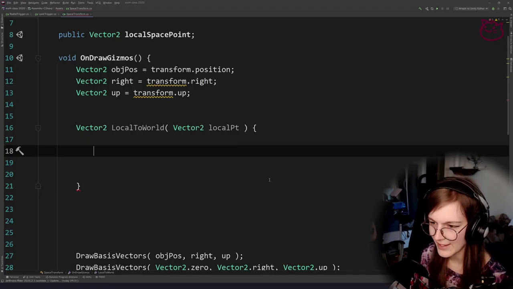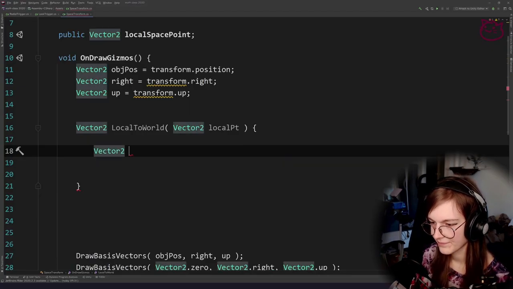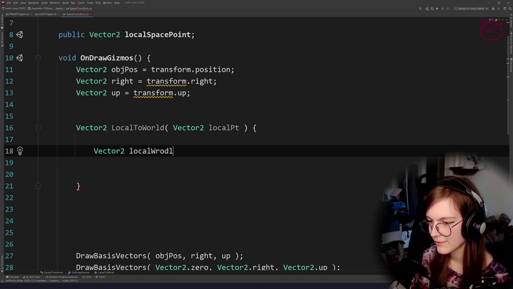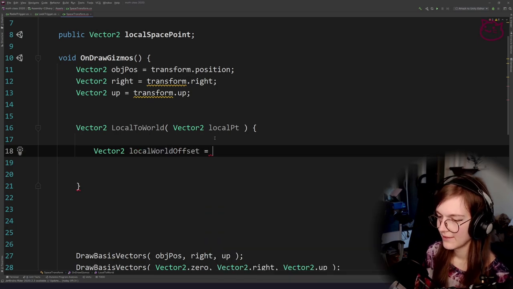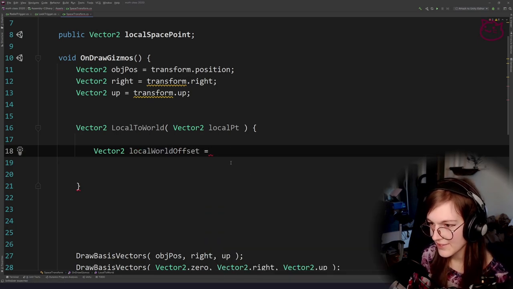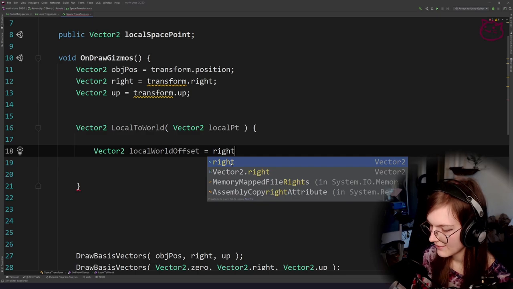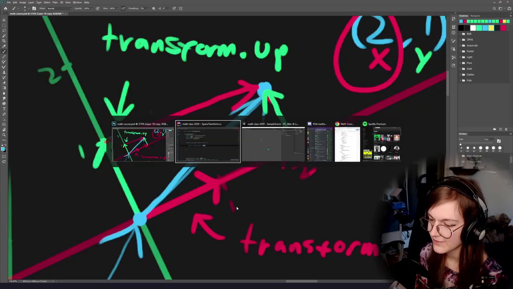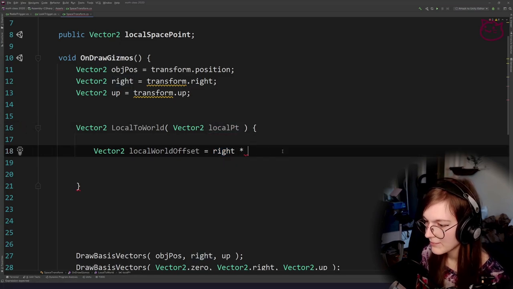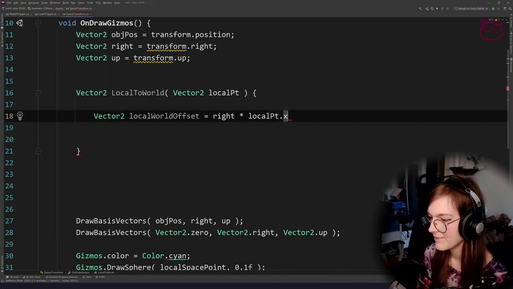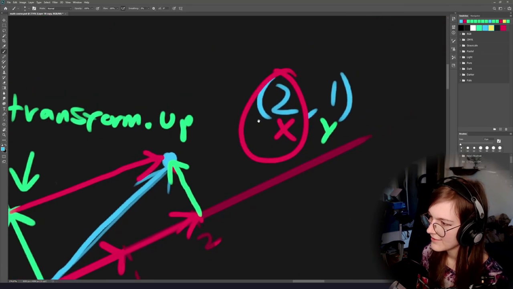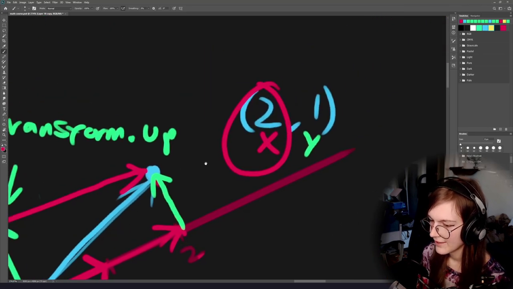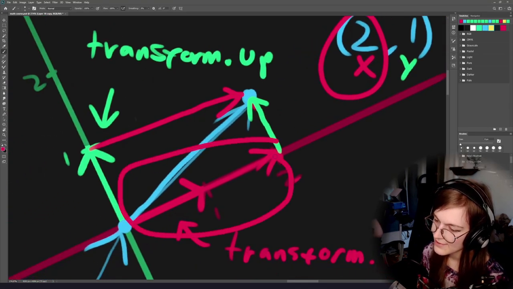So let's call that the local world offset or something. So this offset is now going to be the basis vector on the x-axis. That's the red one right here. We multiply that by the local point x-coordinate. That's this one right here. And then we end up with this long vector.